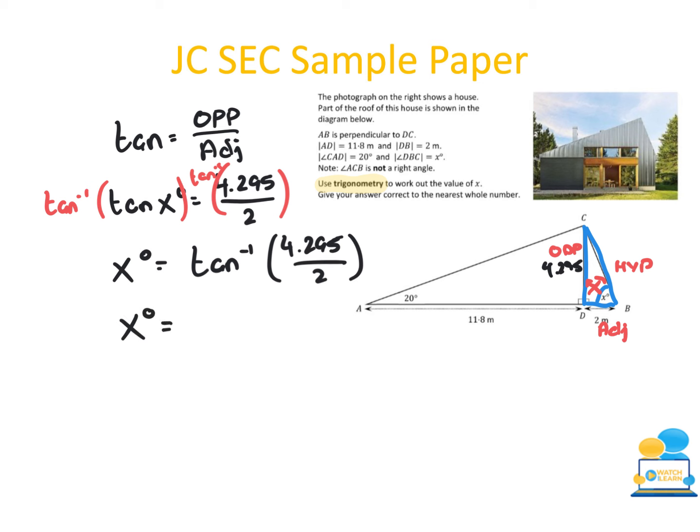I'm popping that into my calculator, so to get tan inverse, I'm pressing shift and then tan, 4.295 all over 2 gives me 65.03 degrees. The question asks me to round this to the nearest whole number. So I'm going to say that x is equal to 65 degrees. And that's my missing value there for x.